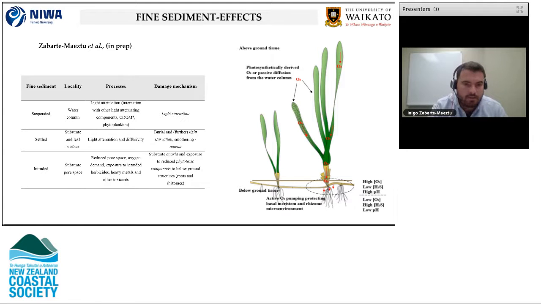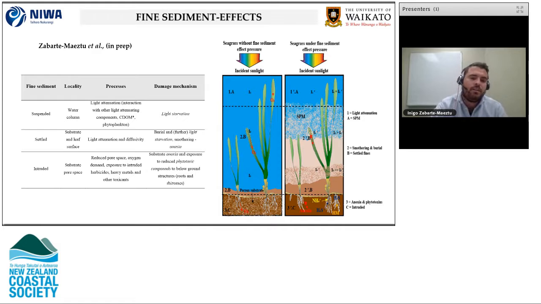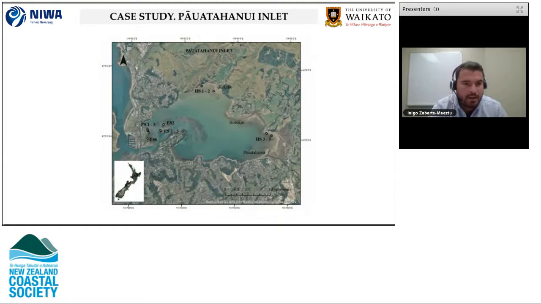The last group of effects is when these fine sediments intrude into the substrate and provoke further problems in the rhizosphere, such as anoxic conditions and high sulfide concentrations, which are phytotoxins. The fact that I have put them in three groups doesn't necessarily mean that they are not occurring at the same time or interacting with each other. So in order to further study the fine sediment effects on seagrasses, we ran a case study in the Pauatahanui Inlet.